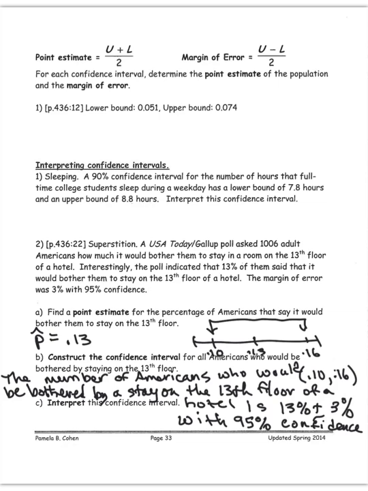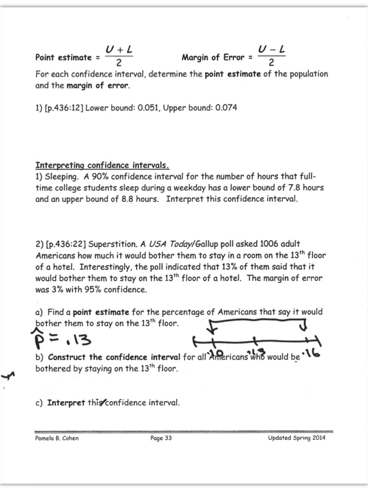So I'm going to erase this. So pause this if you need a minute to write this down, because I need to interpret the confidence interval, and I'm going to need the space. And then you can start it back up to write the interpretation. But I need to erase this so I have room to write the interpretation.